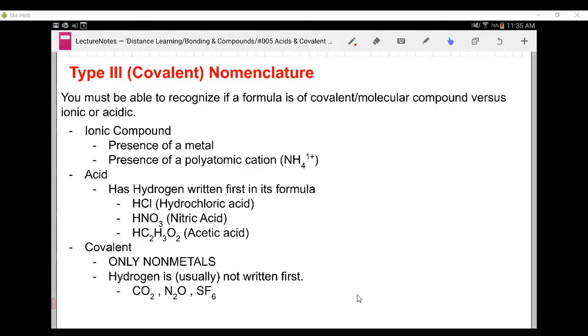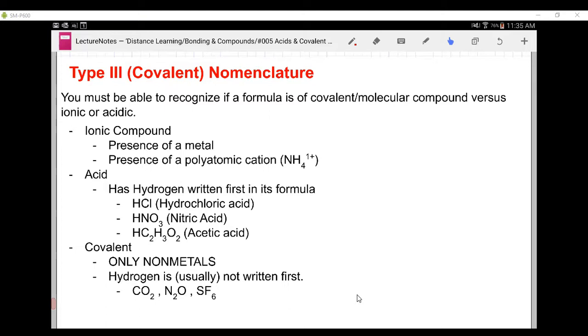The biggest way to identify that is that there's going to be a metal present. The metal is usually the first thing written because metals always form cations. The one big exception to this, where the metal is not going to be the cation, is the possibility of having the ammonium ion, NH4 with a positive one charge. So you need to be fluent enough and doing enough practice that you can recognize that NH4 signals an ionic compound.